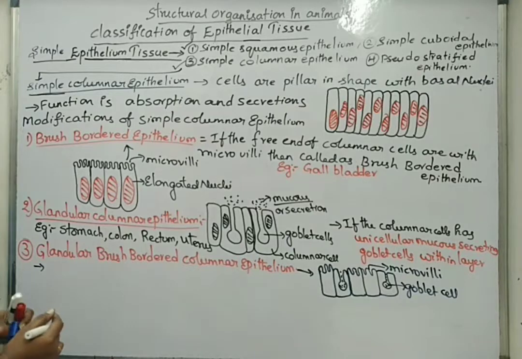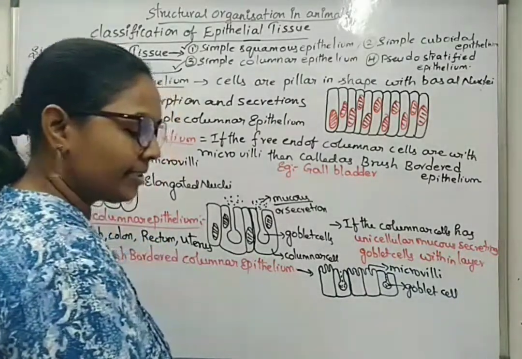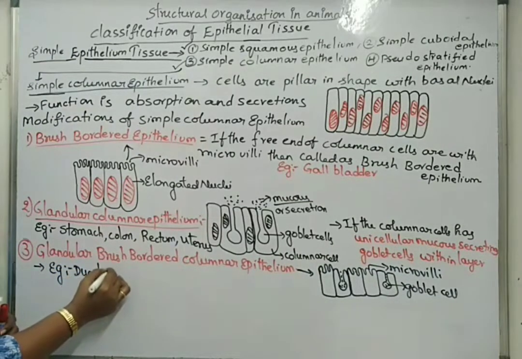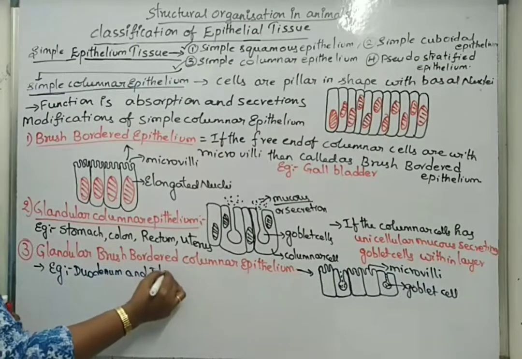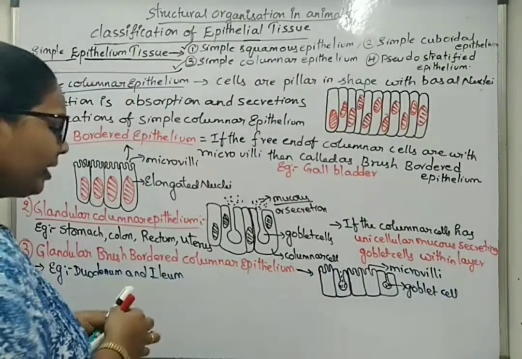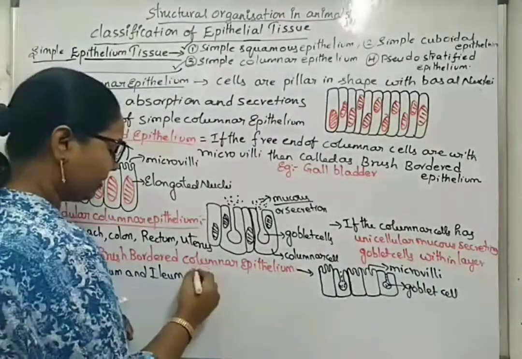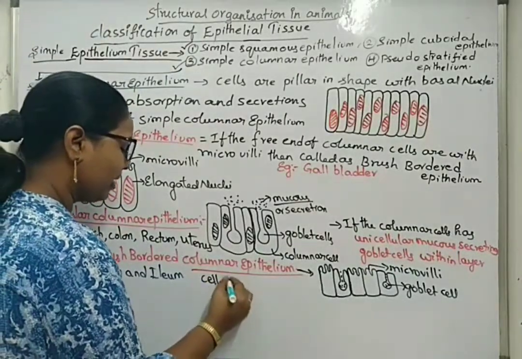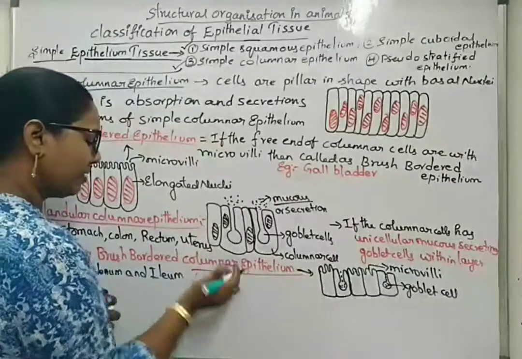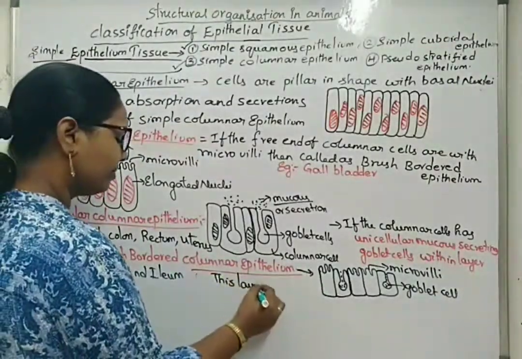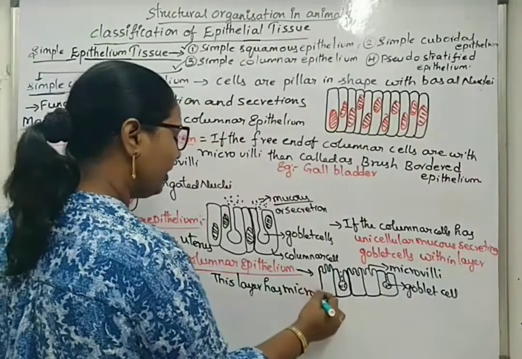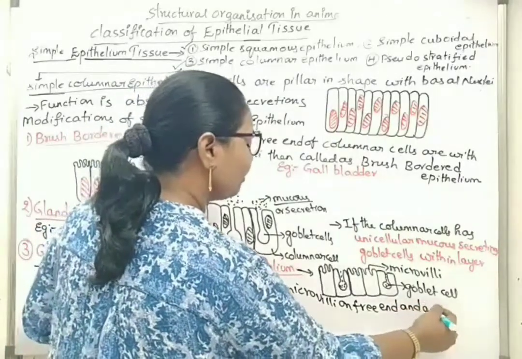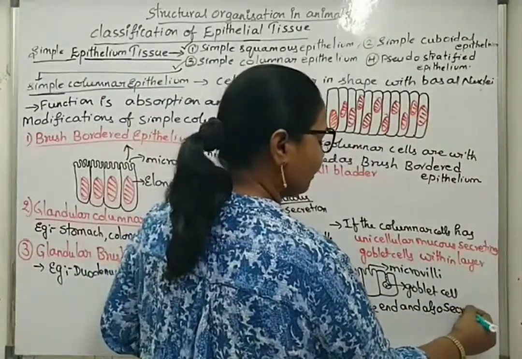Where do we see such glandular brush bordered epithelial cells? Examples are the duodenum and ileum. We'll write the meaning of glandular brush bordered epithelium. This layer has microvilli on the free end and also secretory goblet cells.